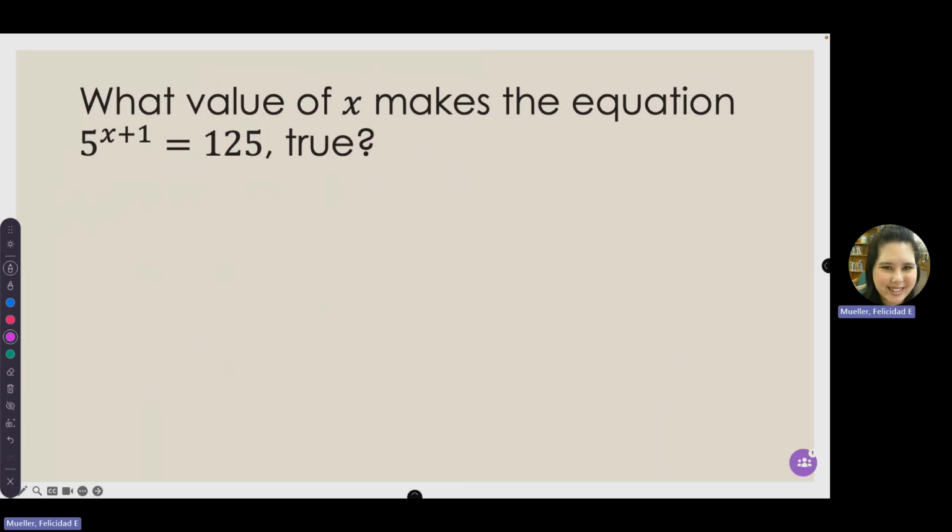Moving on to question number 5. What value of x makes the equation 5 to the x plus 1 equal 125 true? So we have 5 to the x plus 1. We're going to rewrite 125 in base 5, which would be 5 cubed. And so since our bases are the same, we drop them and we just have our exponents equal to each other. And we're going to solve. So to get x by itself, we are going to subtract 1. So we get x equals 2 for our final answer.